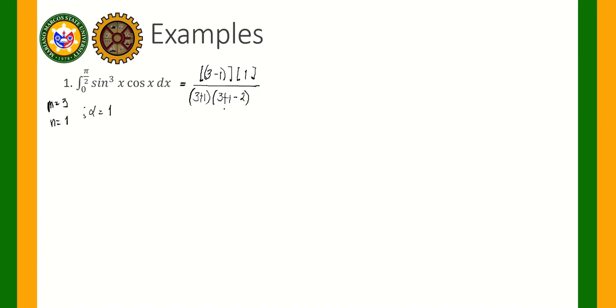So we should also stop there. Okay? And then multiplied by our alpha, that is equal to 1. And we simplify. 3 minus 1 is 2 multiplied by 1 all over 3 plus 1 is 4 times 3 plus 1 minus 2 is equal to 2 multiplied by 1. So this will be equal to 2 over 8, or reduce natin to lowest term, this will be equal to 1/4. So, di ba, ang dali lang siyang isolve using the Wallis formula compared sa technique of integration na trigonometric integrals. Okay, so that is example number 1.